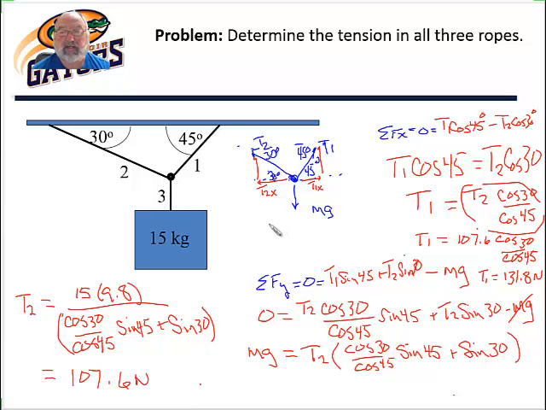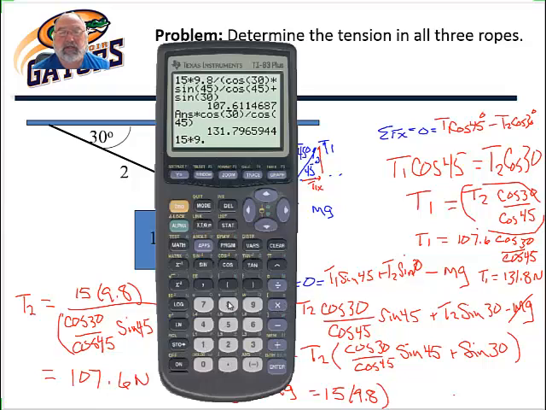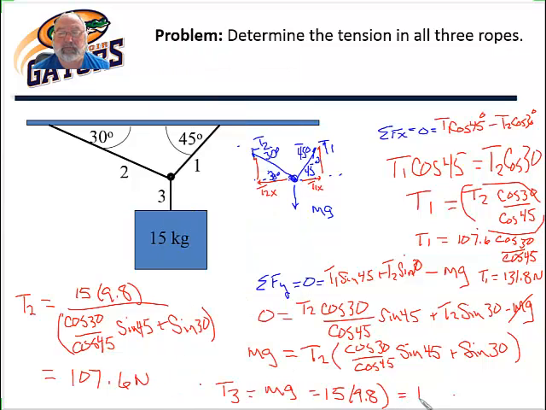And the last one that we have to calculate is T3. Well, T3 is equal to mg. So T3 is equal to mg, which is equal to 15 times 9.8 newtons.